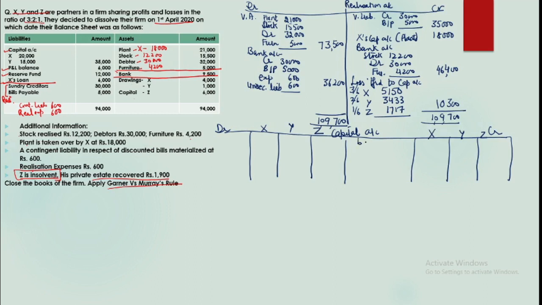So you have the balance here. How much is the balance? 20,000 for X, 10,000 for Y. Then you have the P&L balance. So distribute it among partners in their ratio 3:2:1. Then you have the reserve fund, distributed in their ratio.